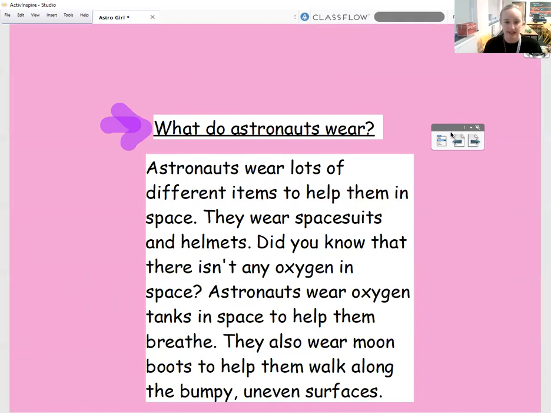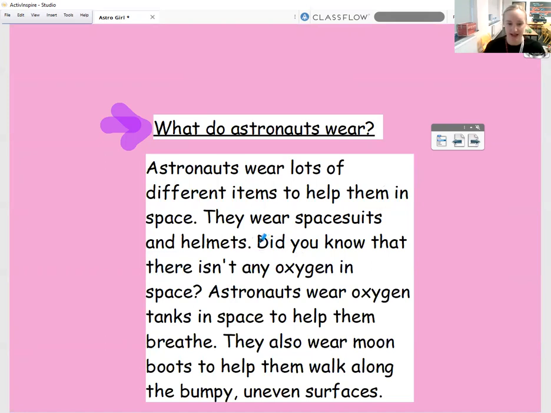So my writing says, astronauts wear lots of different items to help them in space. They wear spacesuits and helmets. Did you know that there isn't any oxygen in space? Astronauts wear oxygen tanks to help them breathe. They also wear moon boots to help them walk along the bumpy, uneven surfaces.